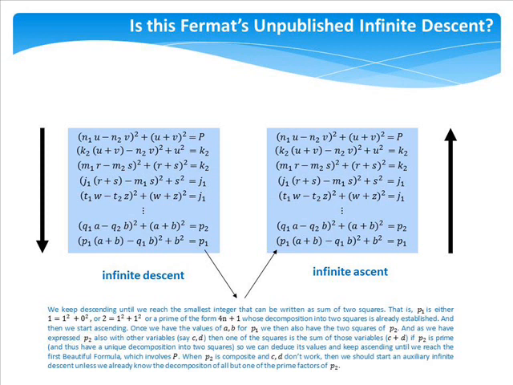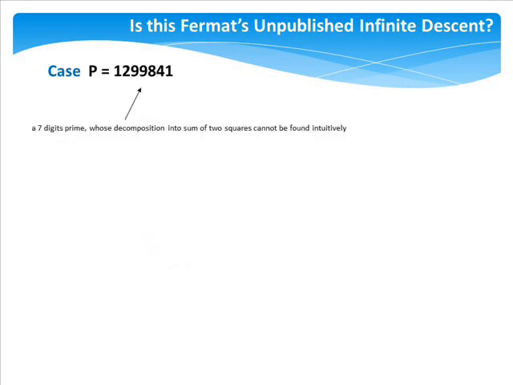When instead P sub 2 is not prime but composite, and C and D don't work, then we should start an auxiliary infinite descent, unless we are lucky and already know the decomposition of all but one of the prime factors of P sub 2. This can best be seen in an example.